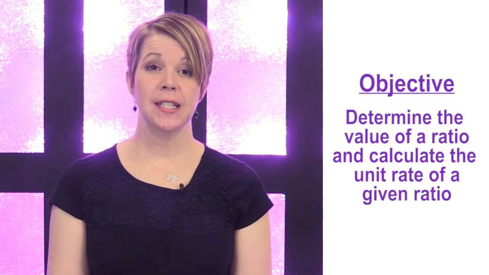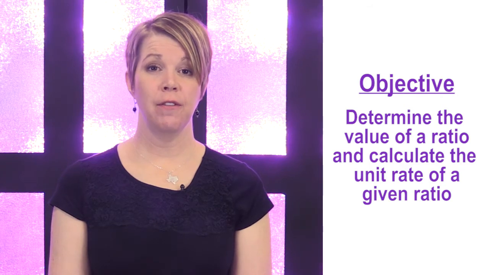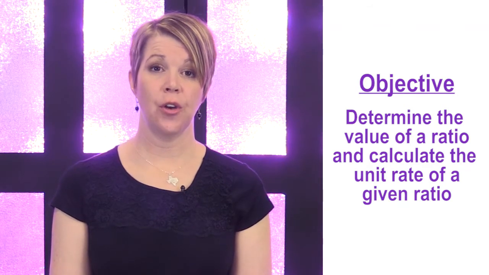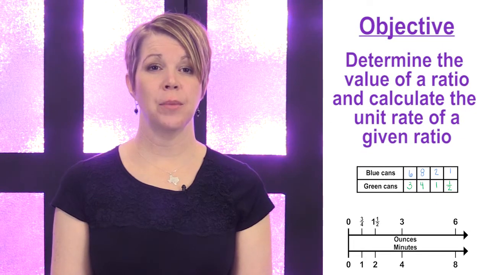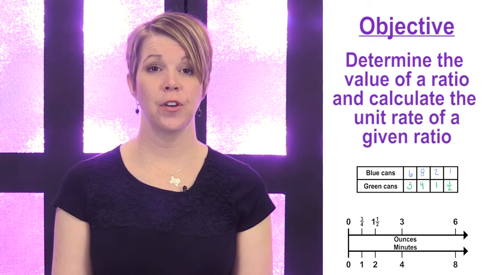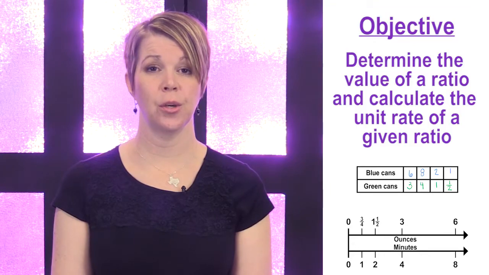The objective of this lesson was to determine the value of a ratio and calculate the unit rate of a given ratio. We met this objective by using tables and double number lines and dividing the first term of a ratio by the second term of a ratio.